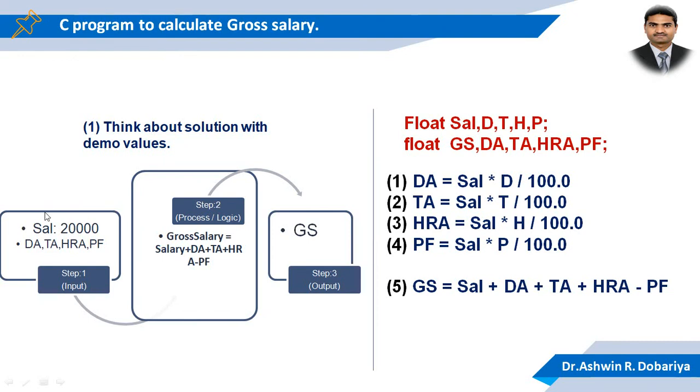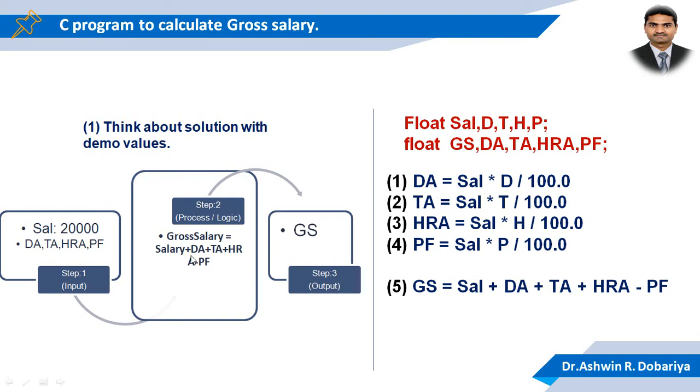Here first we have to think about the input, how many values we have to input in our program. First the salary definitely, then the allowances like DA, TA, HRA and PF. All 4 allowances we have to input in terms of percentage, and based on the percentage we have to calculate the rupees based on salary. So we have identified 5 inputs we have to give in our program, and for that we require 5 variables: salary, DA, TA, HRA and PF. These are the 5 variables we require for input.